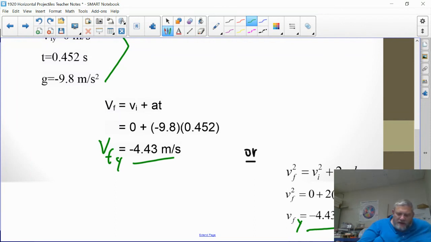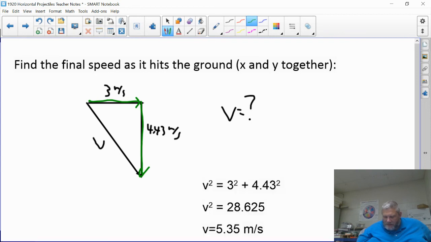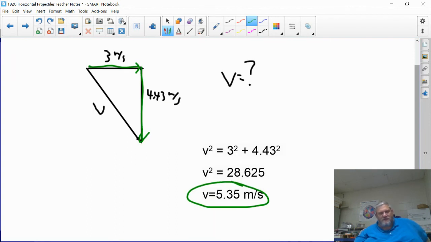But what's my final velocity? Well, we know it's moving at 3 meters per second horizontally, 4.43 meters per second downwards. And so we just use the Pythagorean theorem to calculate that final velocity. V squared is equal to 3 squared plus 4.43 squared. It comes out to be 5.35 meters per second is the final speed as it hits the ground.